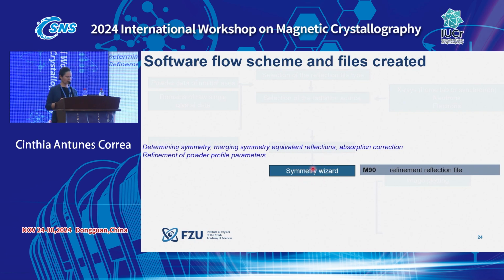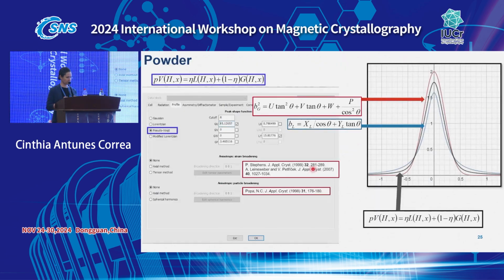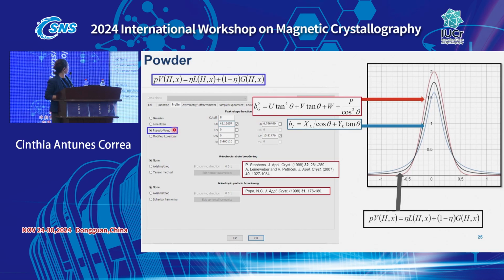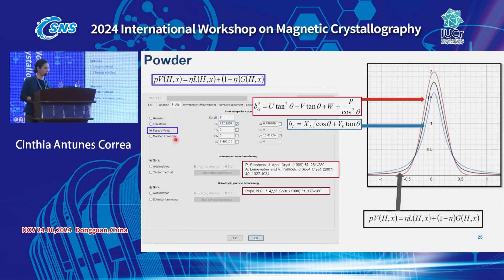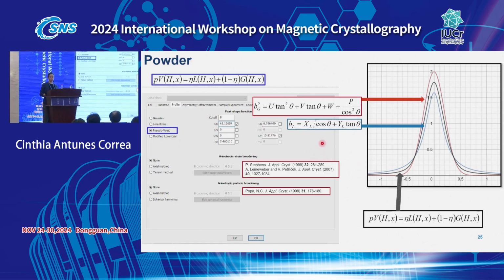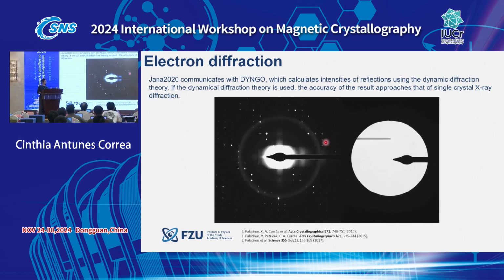So once you have the data, we will go to the symmetry wizard. If you have a single crystal, for instance, that is the path, but if you have powder data, you will want to first run the Le Bail refinement on it, so you can have the profile fitted. And JANA can use either the Gaussian, Lorentzian, or pseudo-Voigt shapes, or a modified Lorentzian as well for the profile fitting. You can also use electron diffraction.